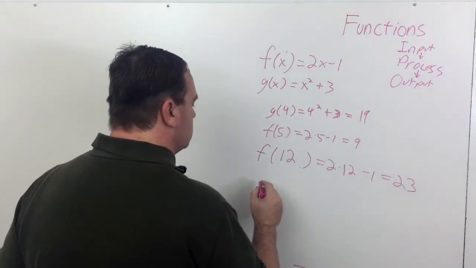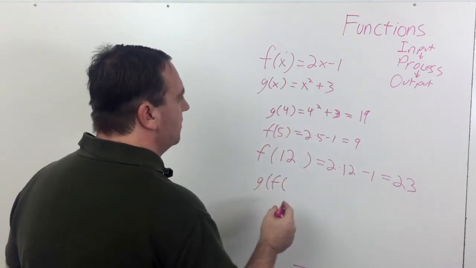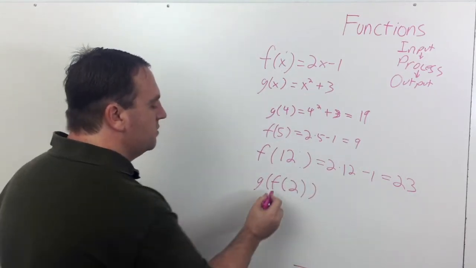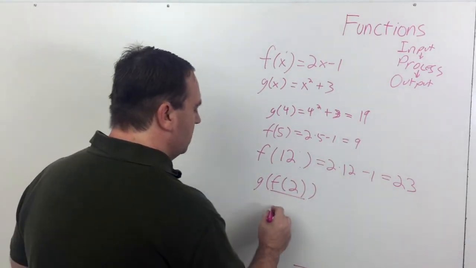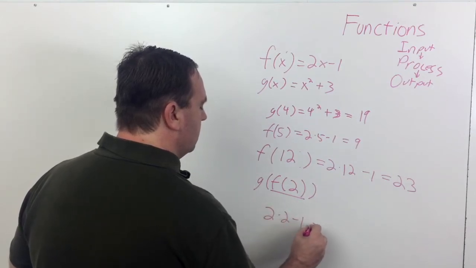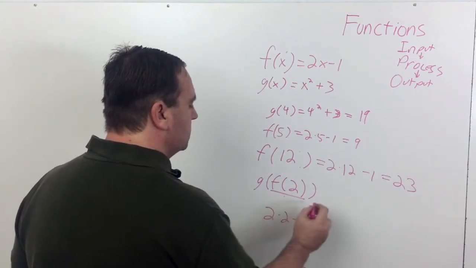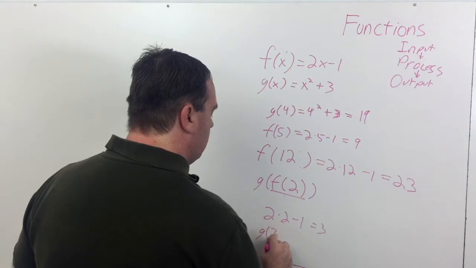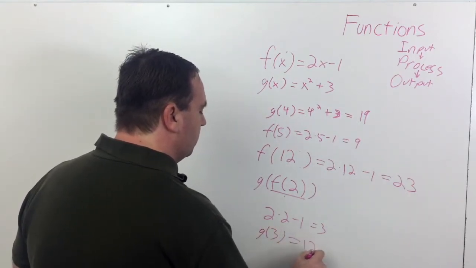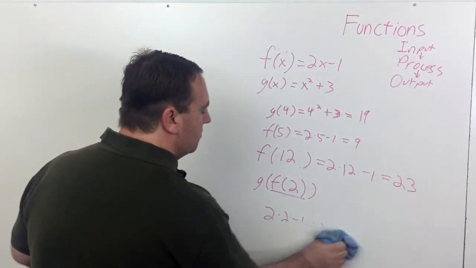We can have g of f of, let's say, 2. Okay, so what does g of f of 2 do? Well, f of 2 gives us 2 times 2 minus 1. That's 3. And so that means that 3 goes in here. So what's g of 3? Well, g of 3, we did that before, and that one is 12. So we can get more and more complicated.